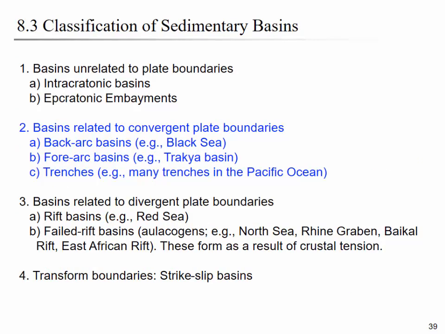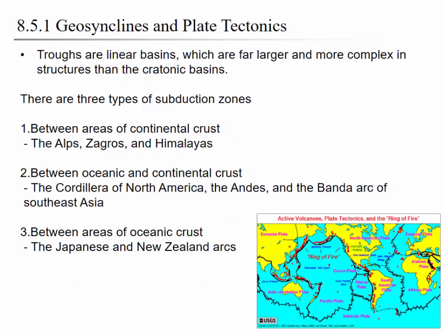Okay, and the second type is the basin related to convergent plate boundary. So convergent plate boundary is what? It's a trough or the subduction zone, right? And back arc basin and fore arc basin and the trenches. Okay. Troughs are linear basins which are far larger and more complex in structures than the cratonic basins.